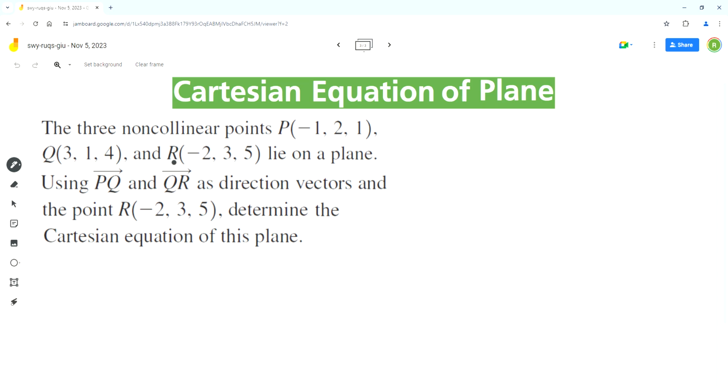The first step is to write the general equation of a plane in Cartesian form. In this equation, A, B and C represent the coefficients of x, y and z terms, and they are also the components of the normal vector for this plane.